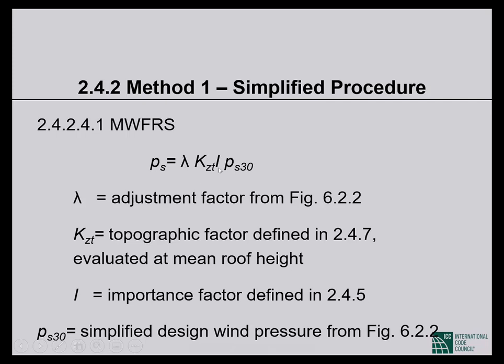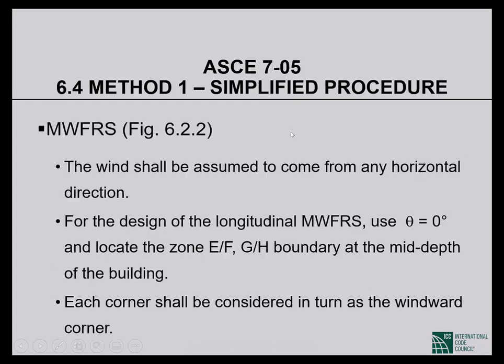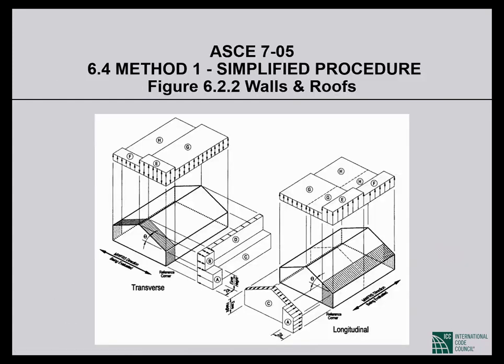The P_S30 is at 30 feet above ground of exposure, I believe, A. If you have a different exposure or a different height, then lambda is a conversion factor, an adjustment factor. So P_S30 is given directly in tables. That's what makes it a simple method, a simplified design method. Okay, so this is what it looks like.